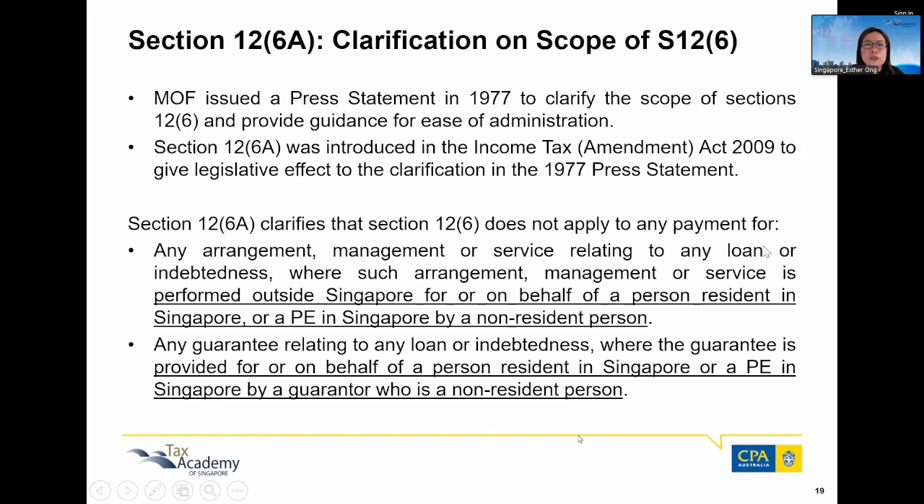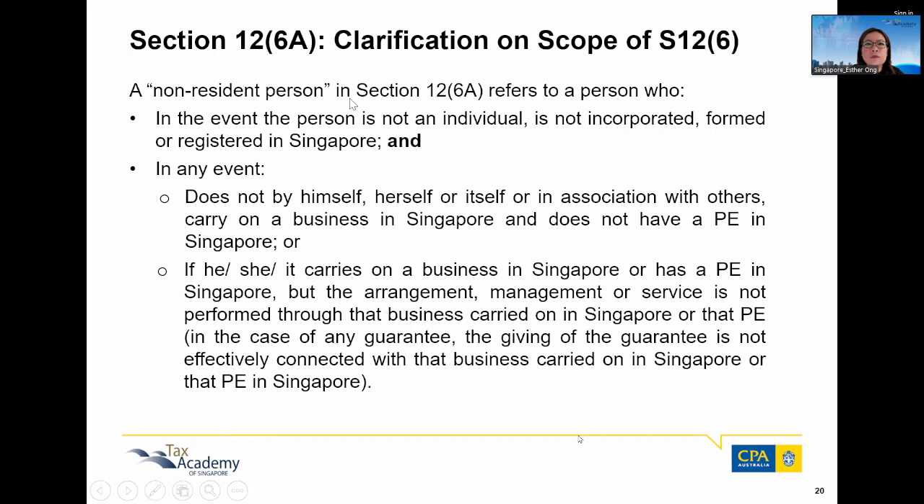And for a guarantee, if it is provided by a person outside Singapore, and this person is not in connection with any business in Singapore, then it will not be subject to withholding tax in Singapore. This is the definition of non-resident person for the purpose of section 12.6A.